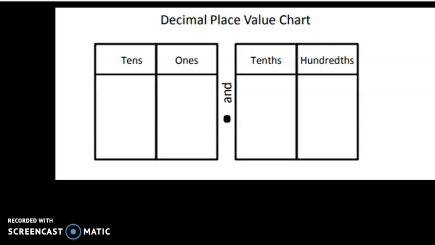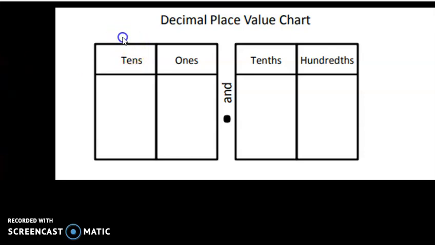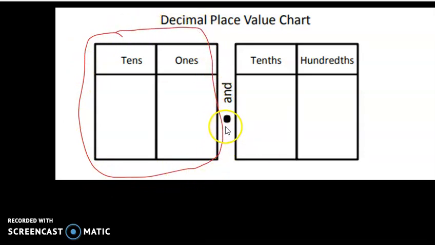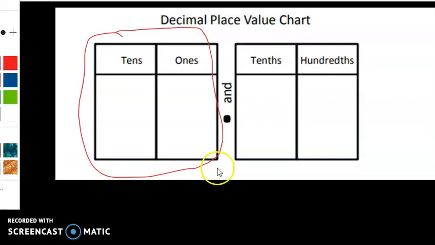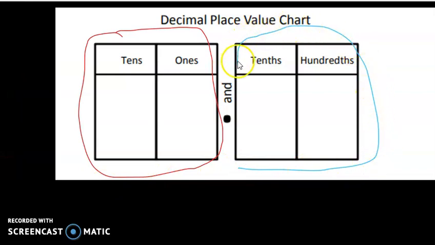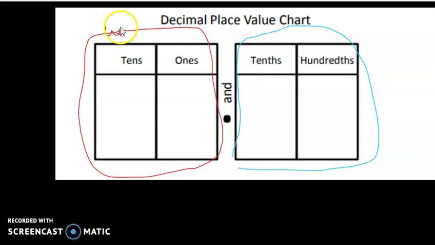So here's our decimal place value chart. Now, if you remember from yesterday, we talked about how this side of the decimal, here's your decimal, okay? You have a left side of the decimal and you have a right side of the decimal. The right side is in blue, the left side is in red. The left side of the decimal is where the wholes are.